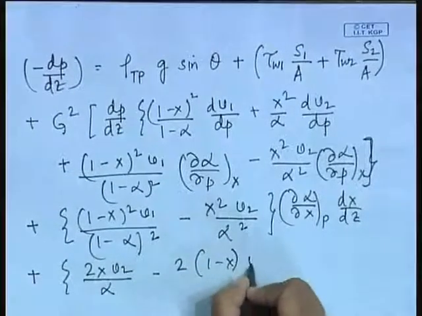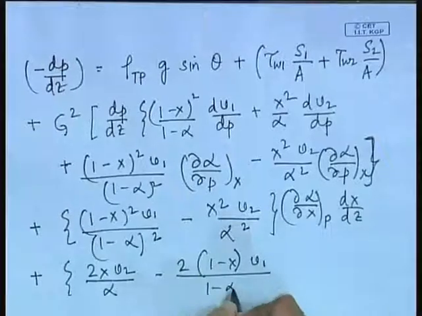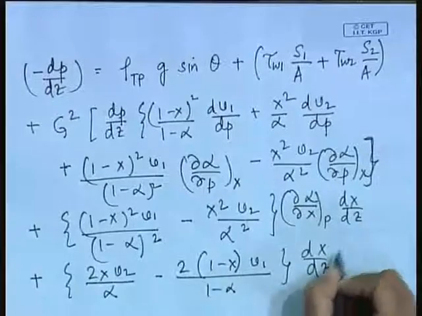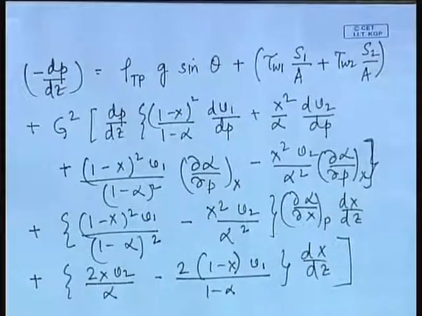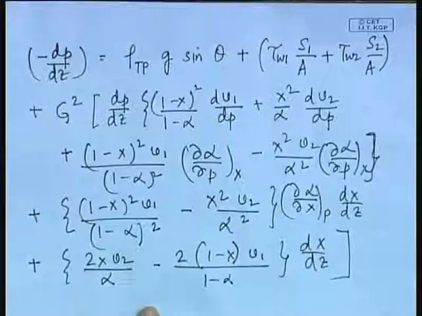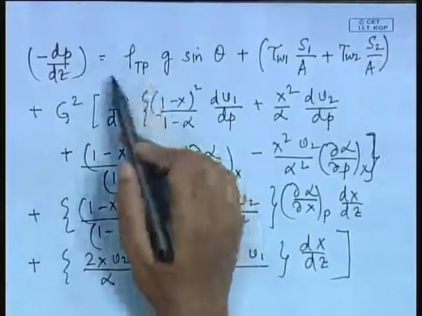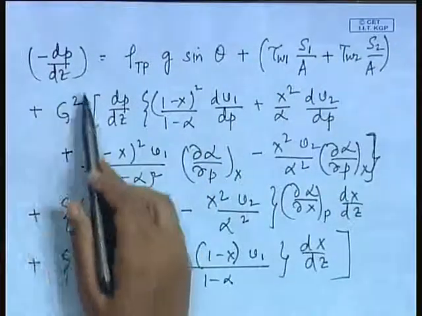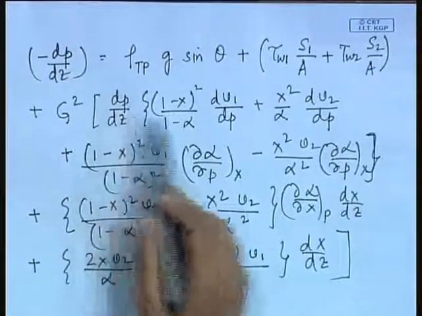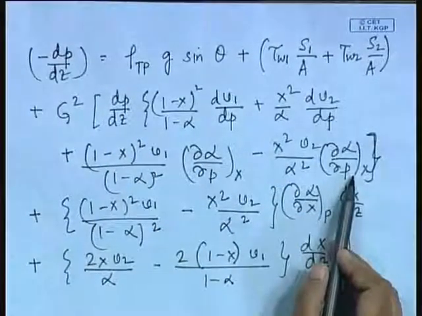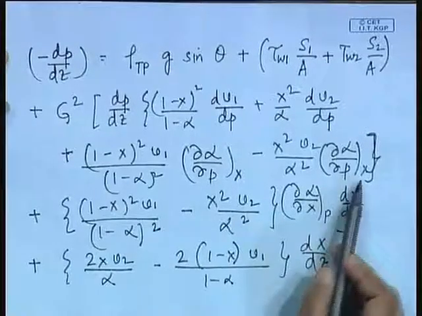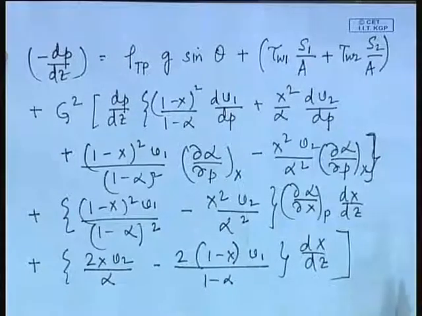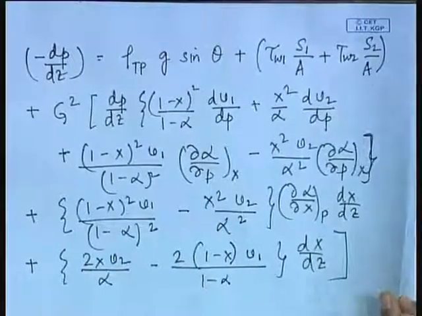Please practice these derivations a number of times, or else it will simply be difficult for you. That is the only point. Okay, so this is the entire total pressure gradient equation that we have got. The first term is the gravitational pressure gradient, the frictional pressure gradient, and then a G squared term associated with dp dz. This entire portion will come to the left hand side, and the remaining terms contain dx dz. Just substitute and see whether you have got these terms or not.